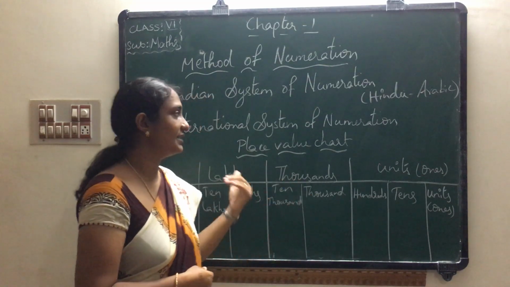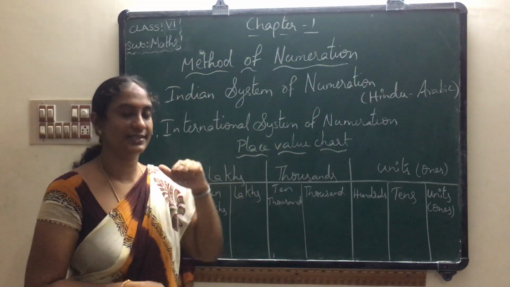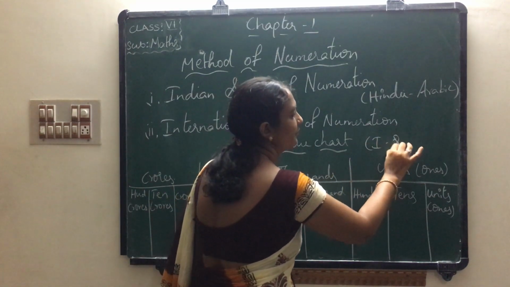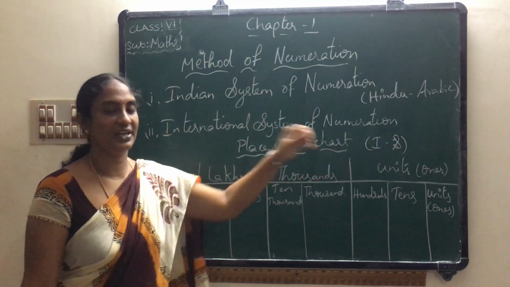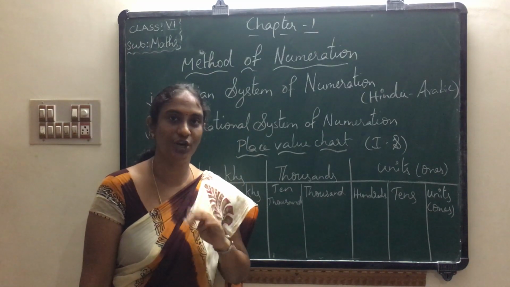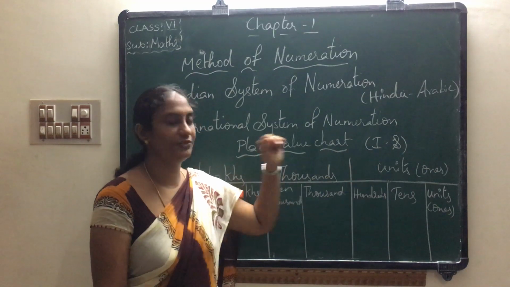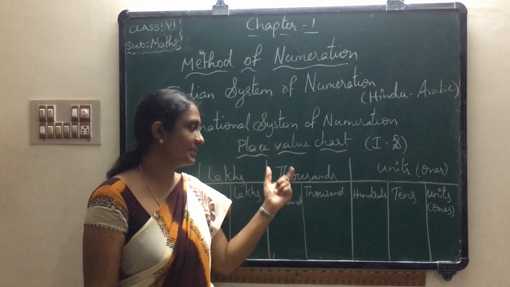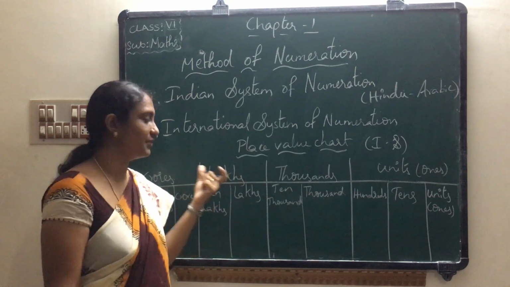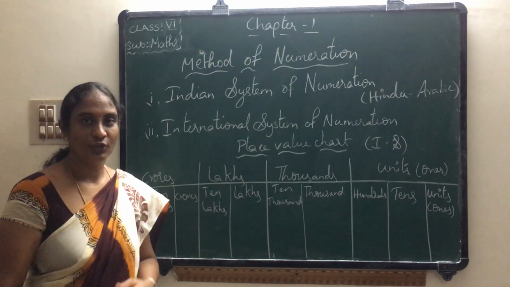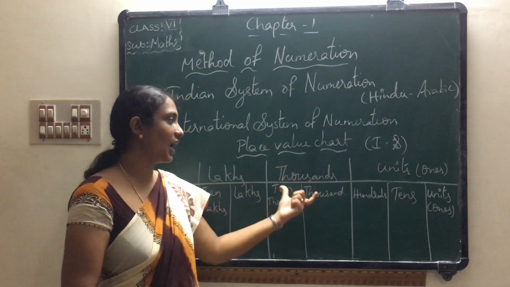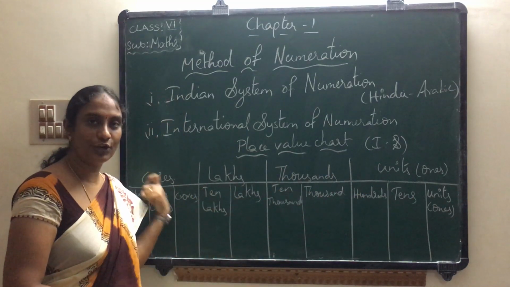Now let us see the place value chart for the Indian system. Here we are having 4 periods. In the first period we are getting units, in the second period thousands, in the third period lakhs, and in the fourth period crores. How many periods are we having? 4 periods: units, thousands, lakhs, crores.